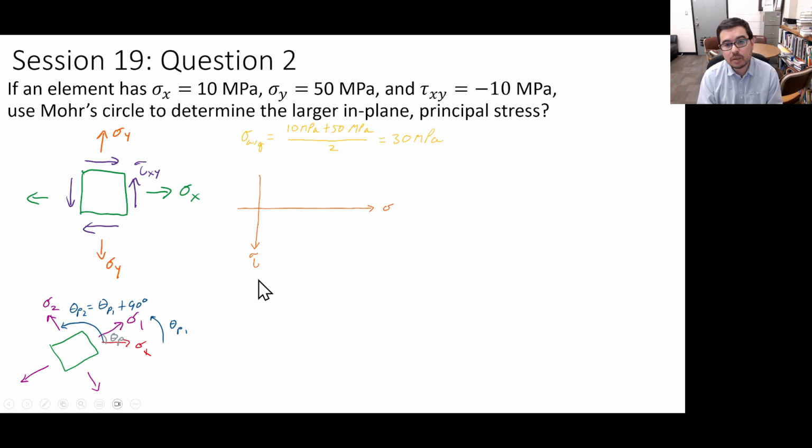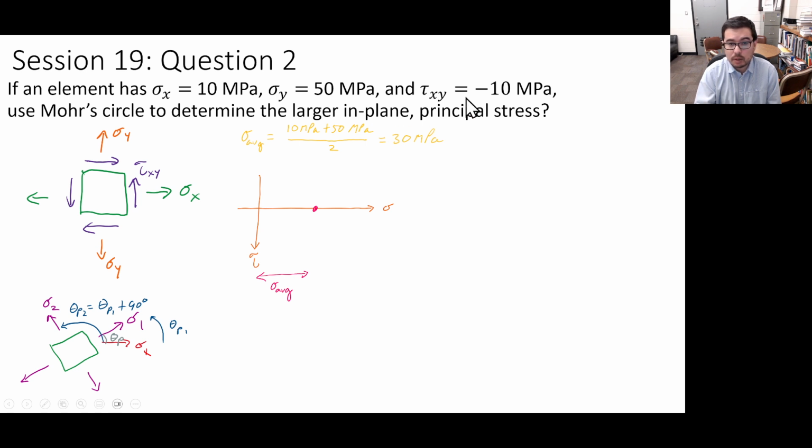Tau is positive going downward. This follows the convention in Hibbeler's book. And the center of Mohr's circle, as we stated previously, will be at sigma average, comma 0. The vertical component of the center of Mohr's circle is always 0, so it's going to be on the sigma axis.